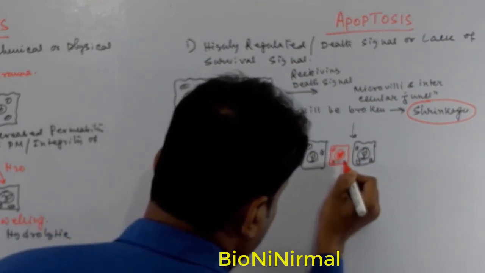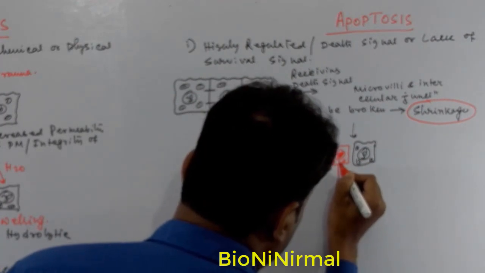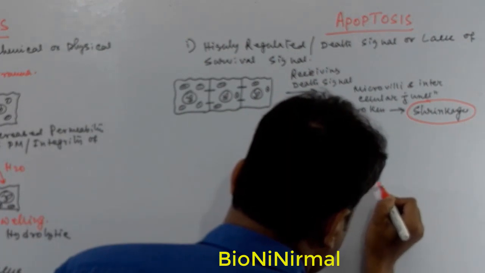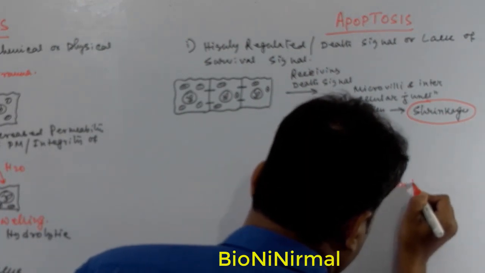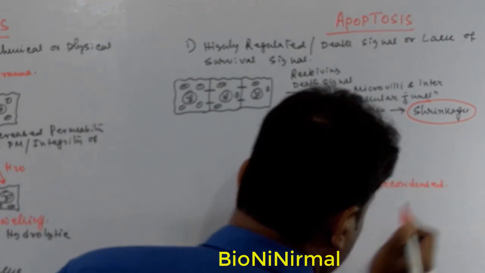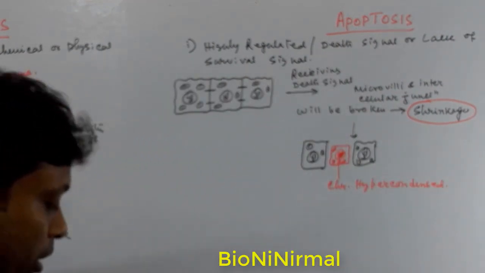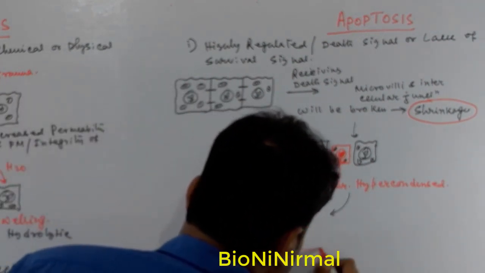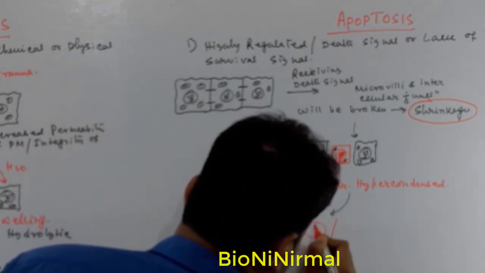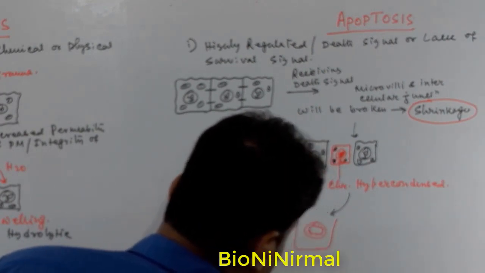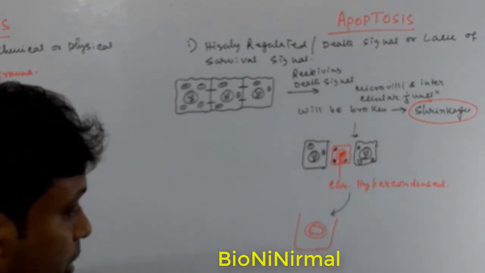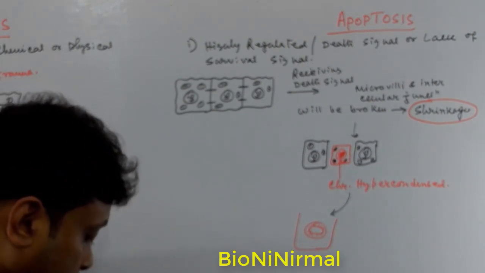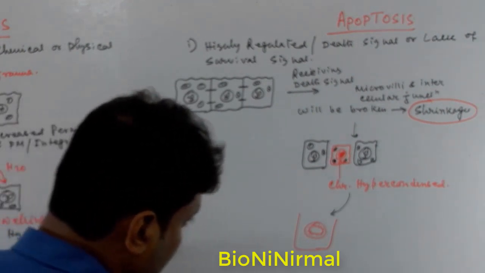So these are the organelles, and the chromosome becomes hypercondensed. This is another important point. The hypercondensed chromosomes are marginated towards the nuclear membrane, and the cellular organelles are present.